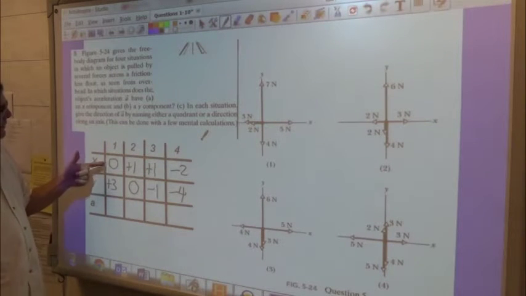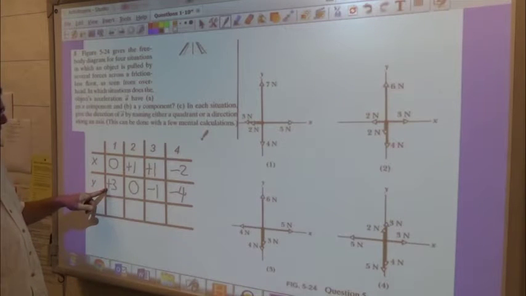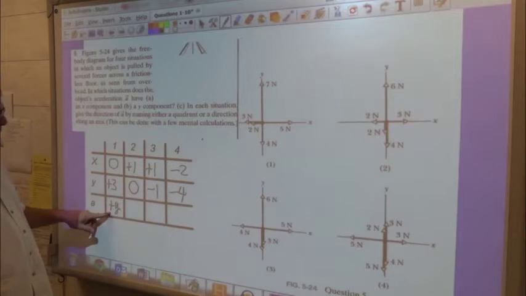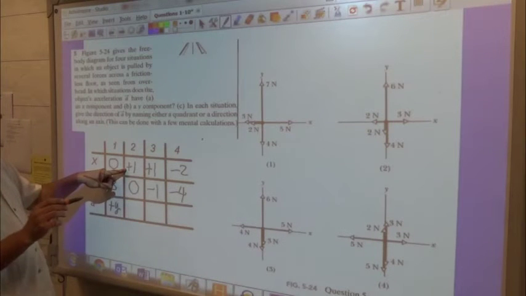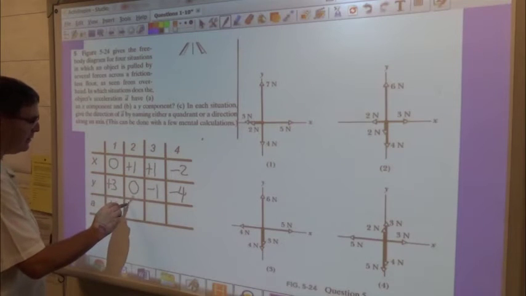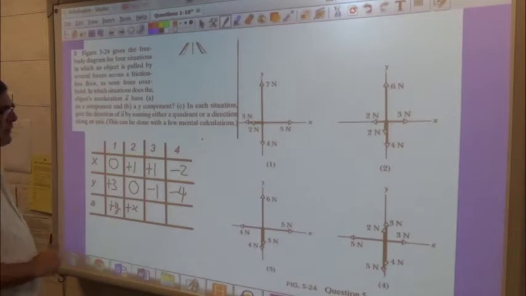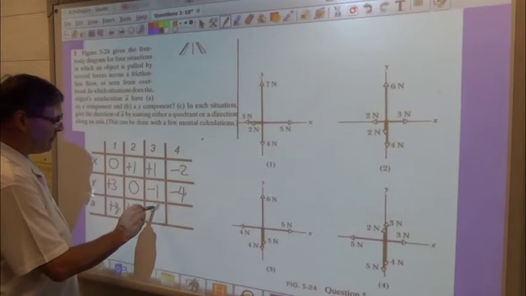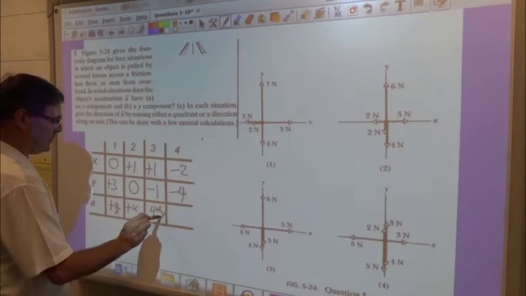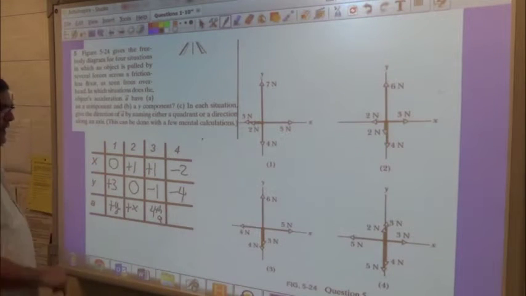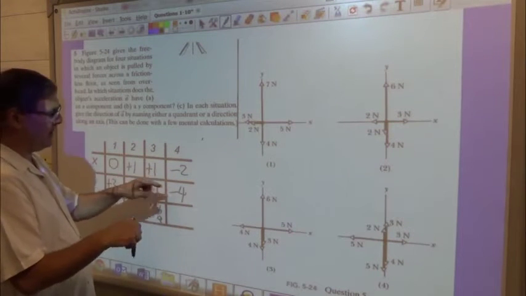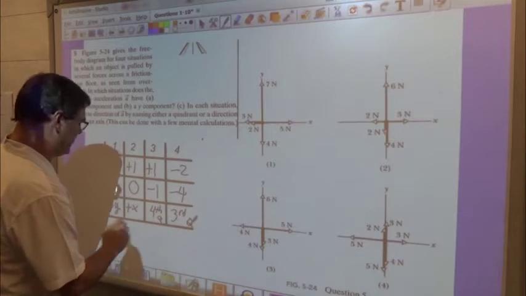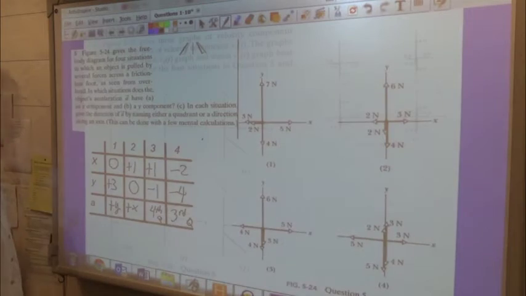So 0 in the x and plus 3 in the y is going to be in the direction of the positive y-axis. Plus 1 in the x and 0 in the y is going to be in the direction of the plus x-axis. Plus 1 in the x, negative 1 in the y is going to be the fourth quadrant. And negative 2 in the x, negative 4 in the y is going to be the third quadrant.